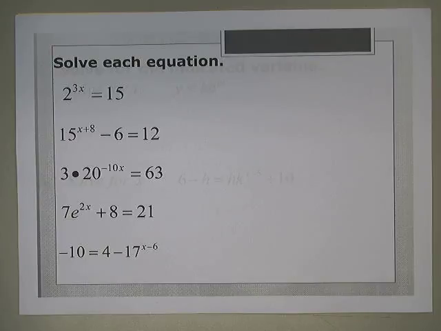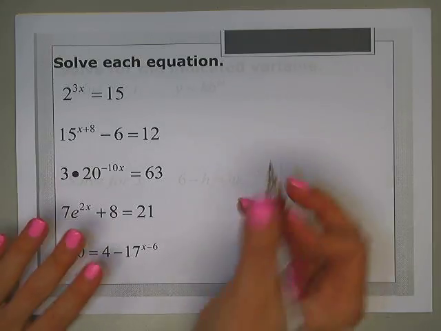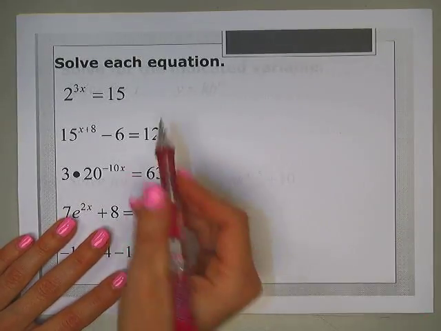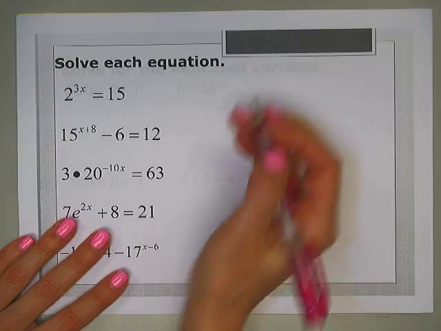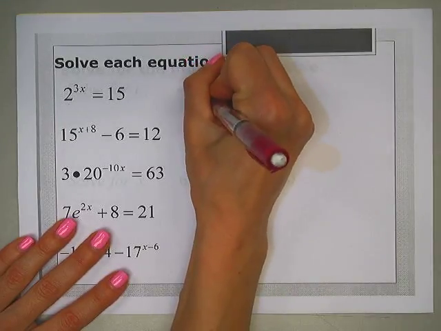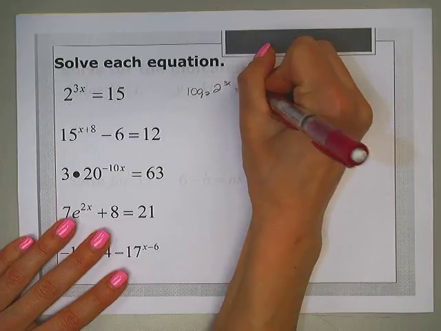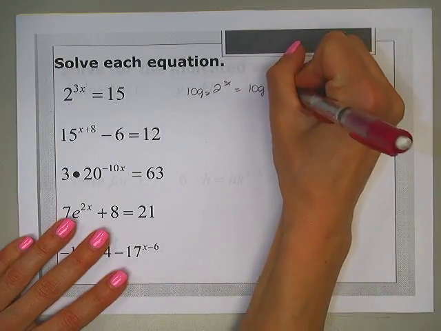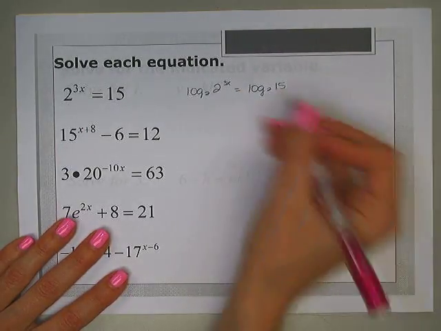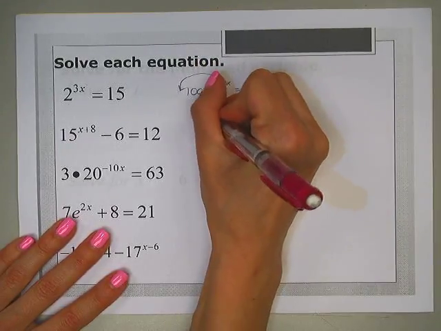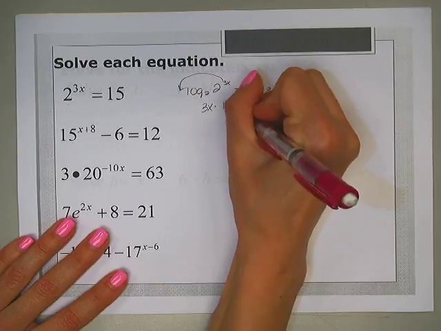I've got 2 raised to the 3x equals 15. Again, the 2 and the 15, they don't have anything in common. You can't change them both to 2s. You can't change them both to 3s, 4s. They have nothing in common. Therefore, I'll take the log of both sides. We will take the log base 2 of both sides. Log base 2 of 2 to the 3x equals log base 2 of 15.